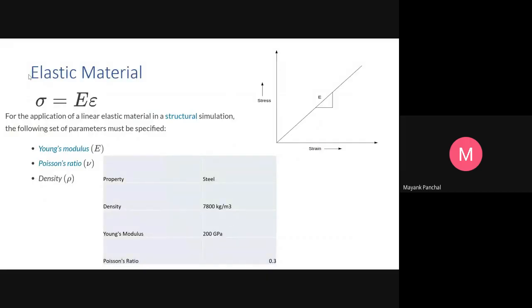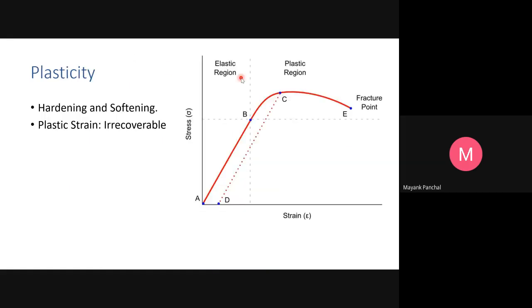Elastic material is modeled using Young's modulus, Poisson's ratio, and density. This has already been discussed, right? But steel is a plastic material, and I also discussed that after you cross this elastic limit or yield limit, there is plasticity, right? This AD is plastic strain.